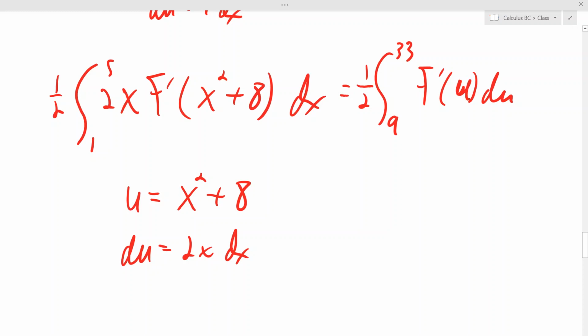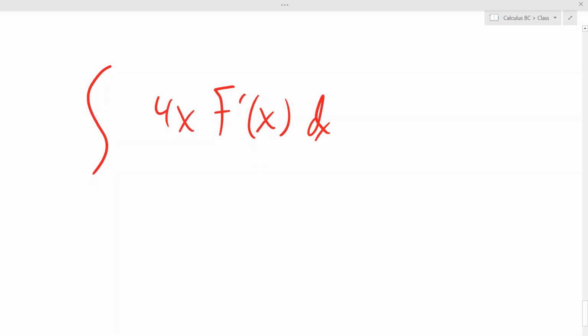Okay, but really what I expect for you guys is a BC test question to have like parts going on, which would look something like this. They could give you just f prime of x here dx, and then they might give you like a 4x here or something like that.